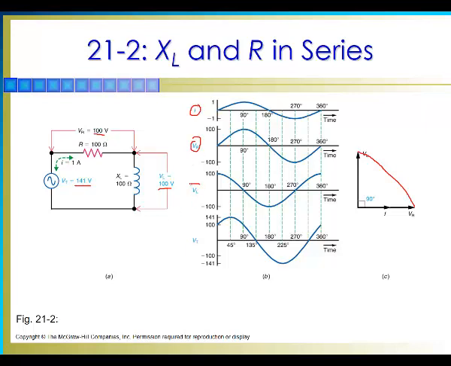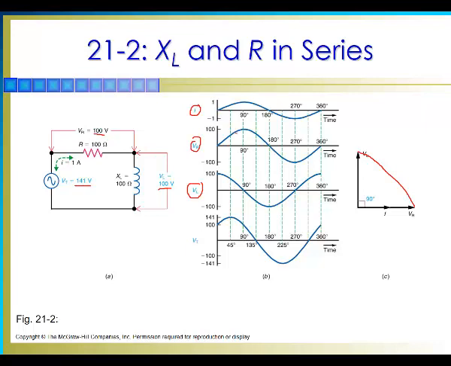So, however, the voltage on the inductor, L, is ahead of the current by 90 degrees. In other words, it gets to the peak value 90 degrees before the current or the voltage on the resistor gets it. Okay, so this one is ahead or leading. The voltage leads the current by 90 degrees, and here is the waveform for the voltage on the inductor.